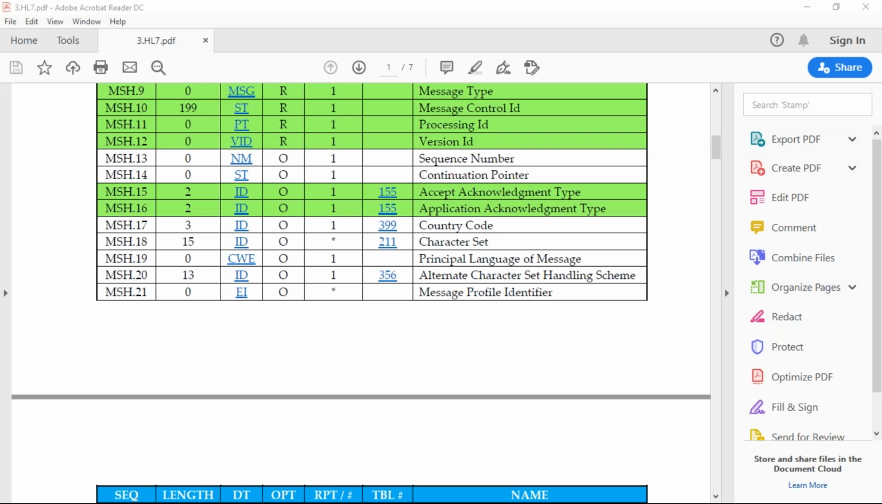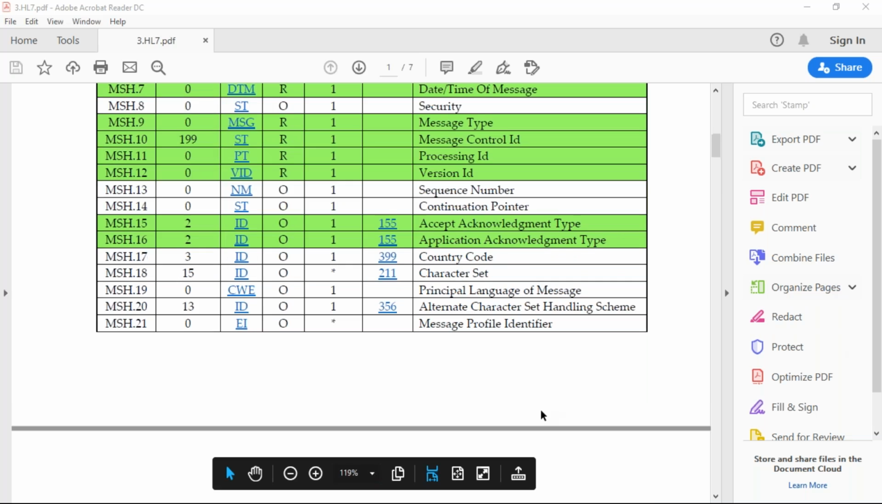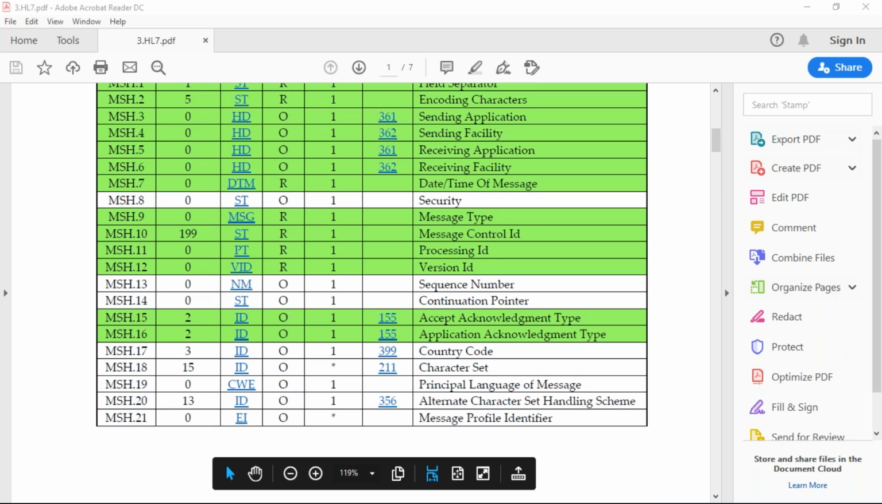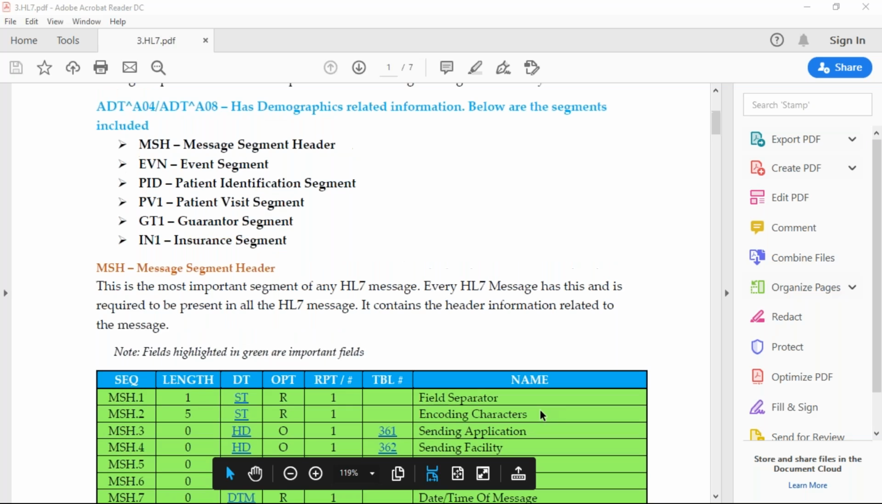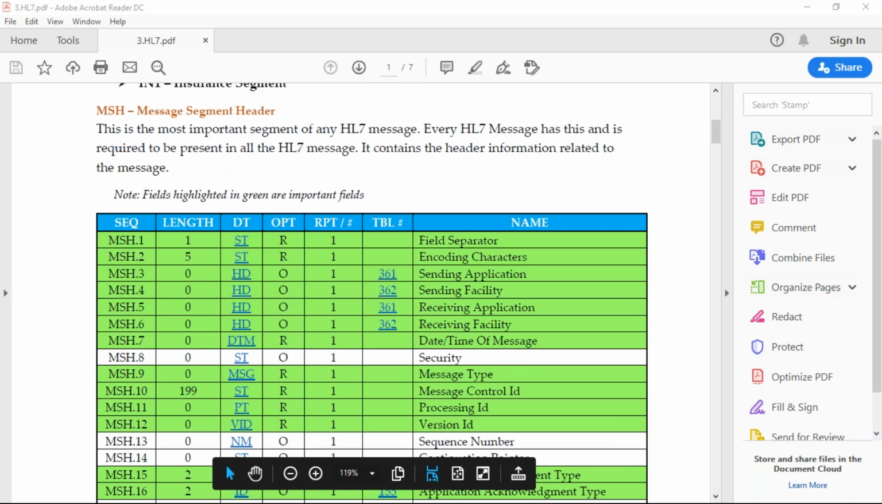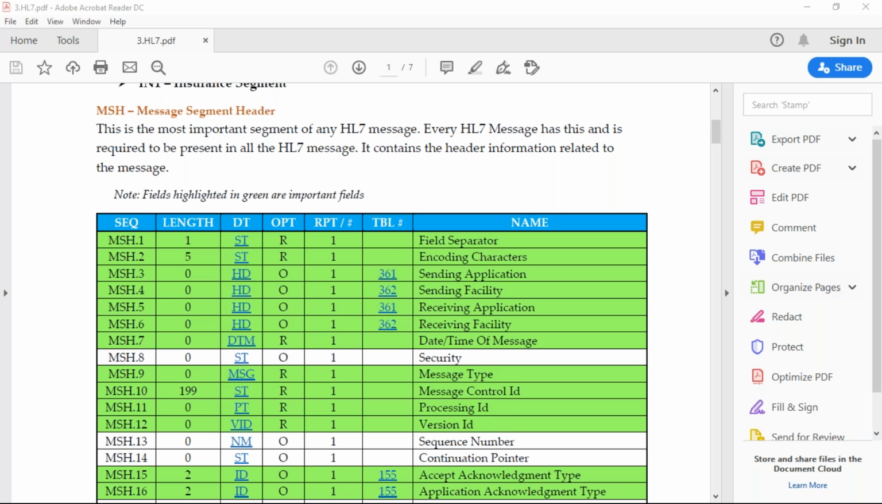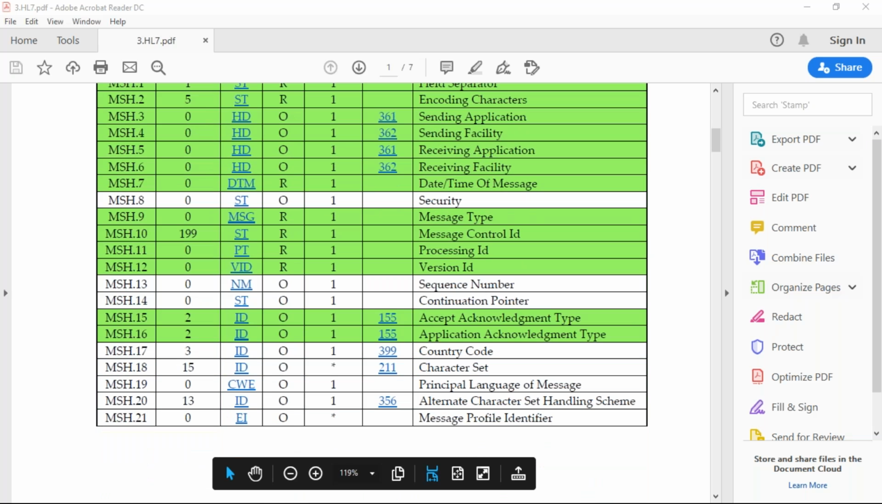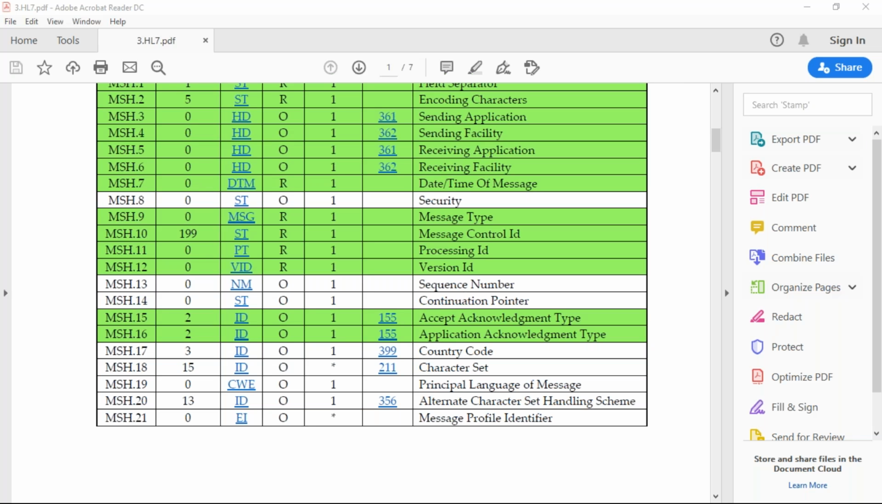All right, so great. So we will take a look at the rest of the topics. Yesterday we were taking a look at an ADT message type and what are the segments involved in an ADT message type. We did take a look at the first segment, which is the MSH segment. We went through the details of each and every field that is important, and we completed the MSH segment. But today we will take a look at the rest of the segments which are part of an ADT message, and then we will go from there.